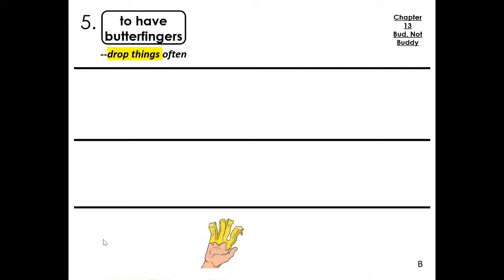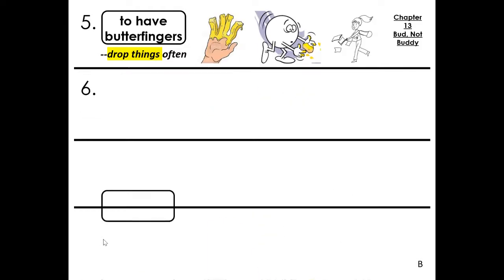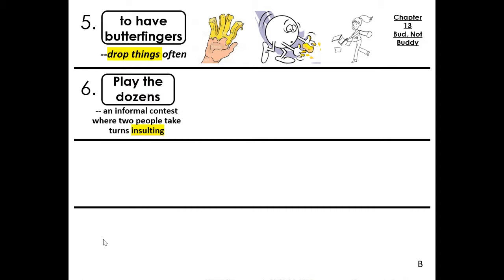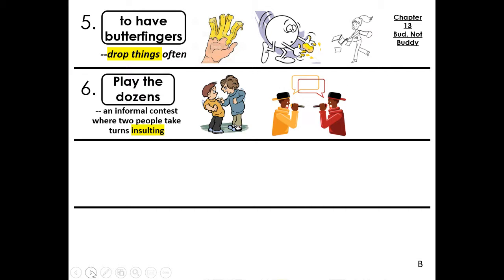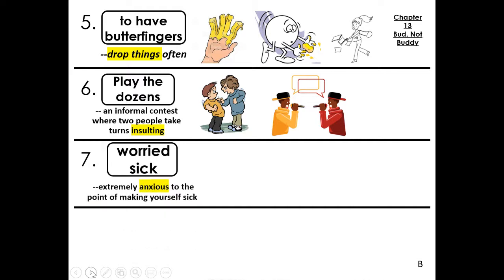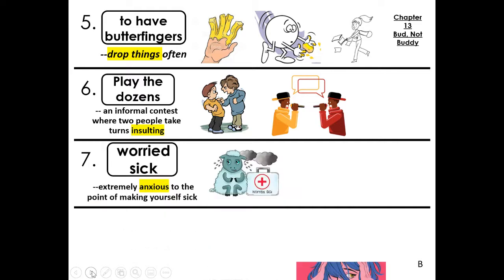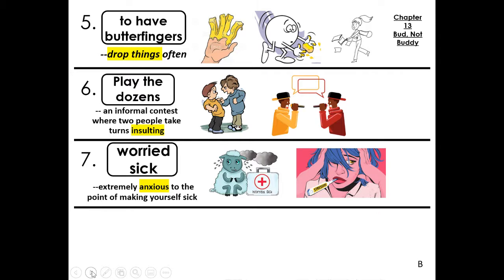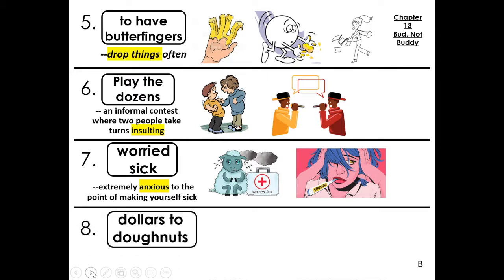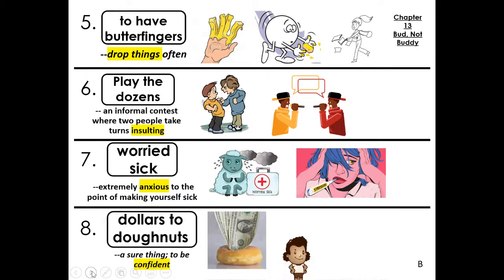All right, now we have 5, to have butterfingers, drop things often. 6, play the dozens, an informal contest where 2 people take turns insulting each other. So you could say play the dozens means insulting, and think of yo mama jokes. Number 7, worried sick, extremely anxious to the point of making yourself sick. She was worried sick. And number 8, dollars to donuts. That means a sure thing, to be confident. I'd bet you dollars to donuts.